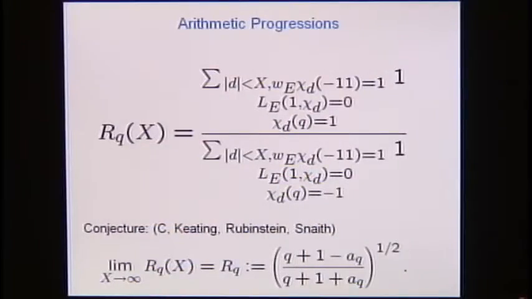This is for the prime q. It's just the square root of (q plus 1 minus a_q) over (q plus 1 plus a_q). And so that's it.